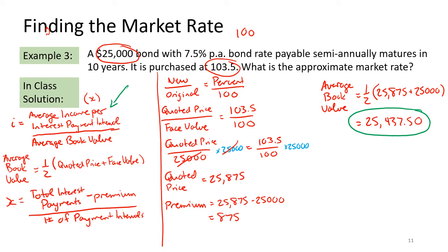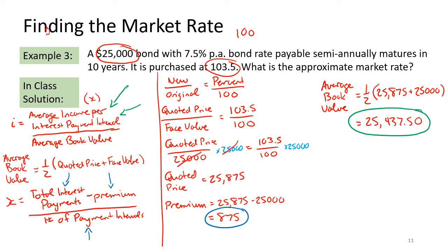Okay, so that means we have the first of our two values we need to plug into our interest rate formula. The second item that we need, I'm calling it X, is the average income per interest payment interval. That's the value in the numerator of this formula. To do that, the values that we need are the total of our interest payments, our premium, and our number of payment intervals. So we already know our premium. We calculated it, $875.